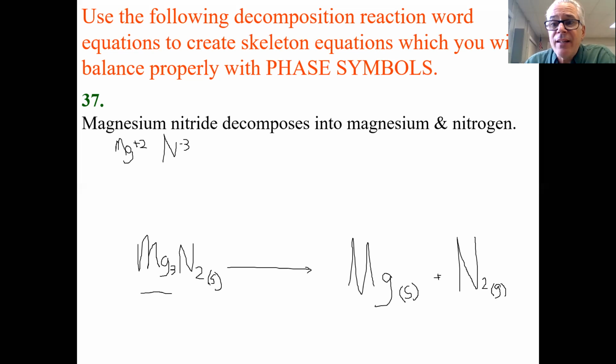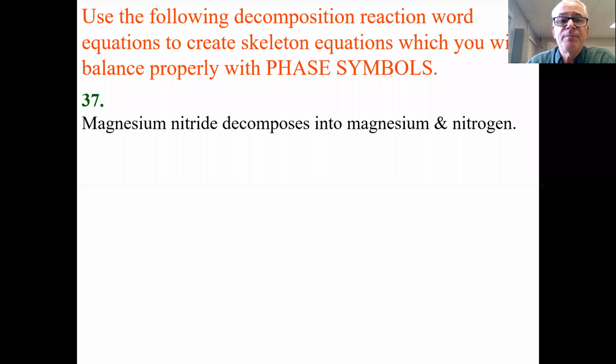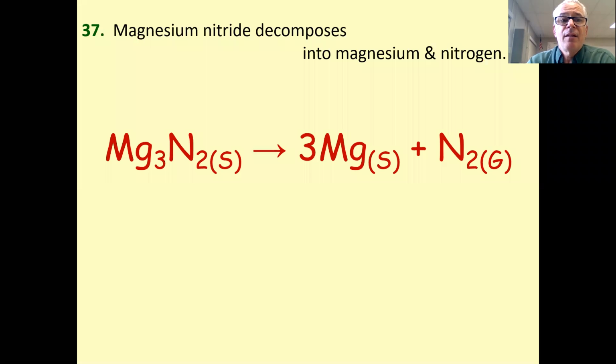There are 3 magnesiums in the reactant, so I need to put a 3 here. And there's 2 nitrogens in the reactant, and look, I already have 2 nitrogens. That was easy. So let me get rid of my old drawings, and look what we got. Bada bing, bada boom. 1 magnesium nitride makes 3 magnesiums and 2 nitrogens. Solid makes a solid and a gas. This is called decomposition. 1 big reactant makes 2 or more smaller products.